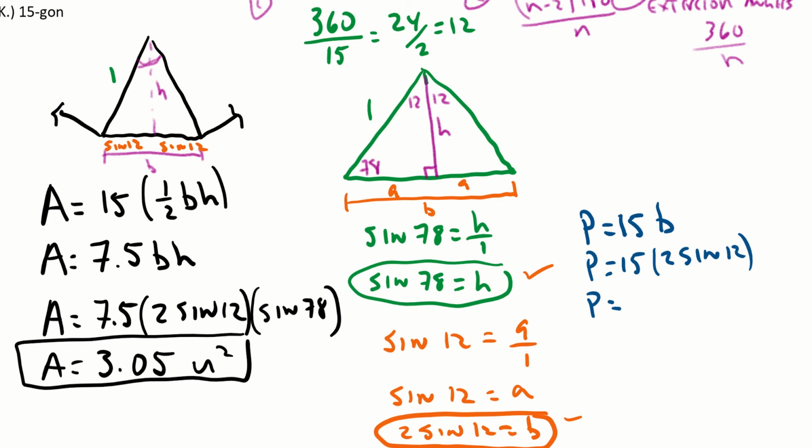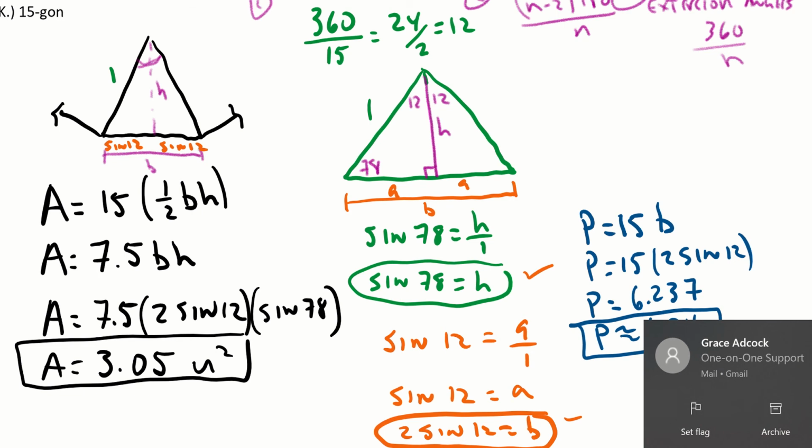6.23. So it's actually 6.237, which rounds to 6.24. And that's my perimeter. And then what you would do is put that in the table up on the board.